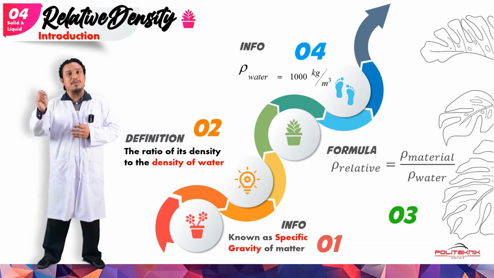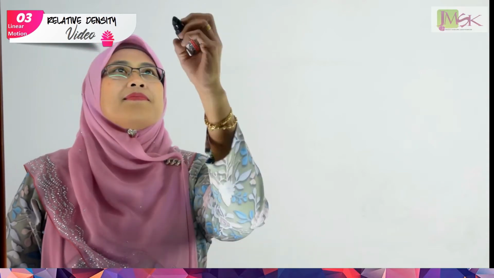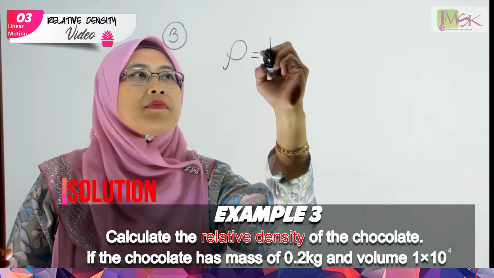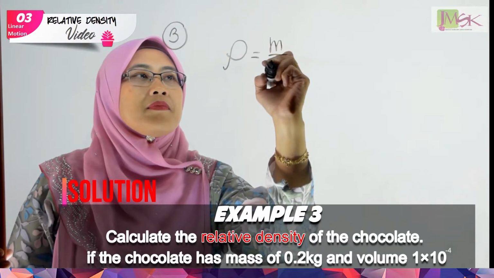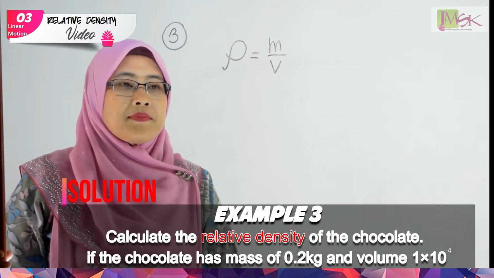1000 kilogram per meter cube. We go to the next question. Here, you have to use two formulas: the material density formula and the formula of relative density. First, you have to find the material density. So, write the formula rho equal to m over v.